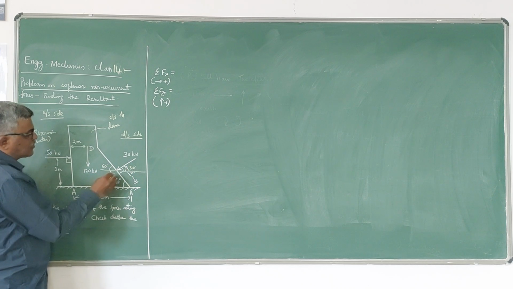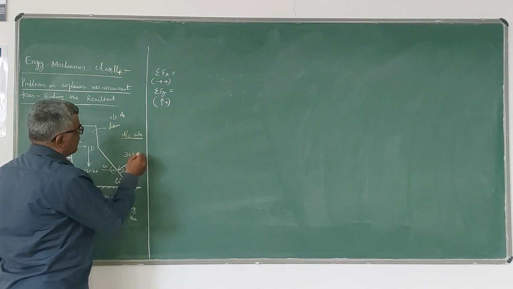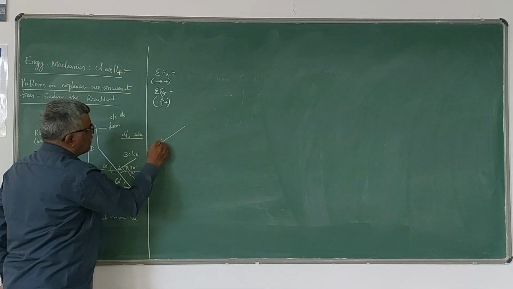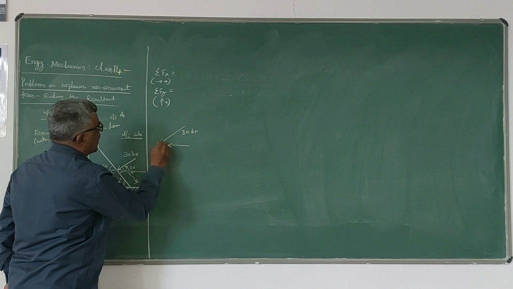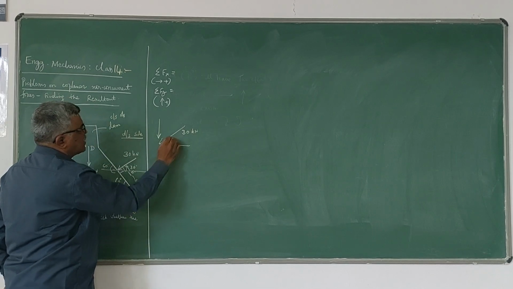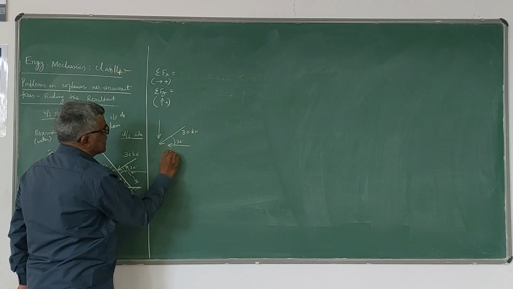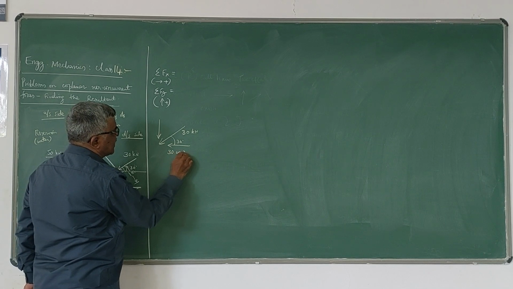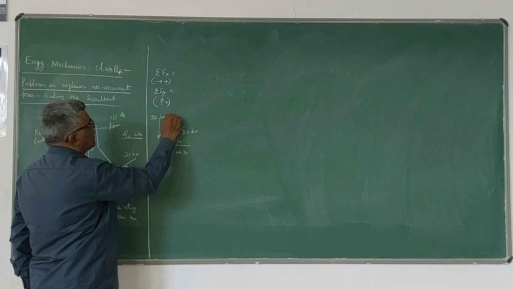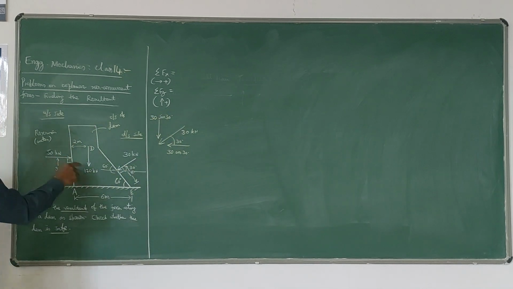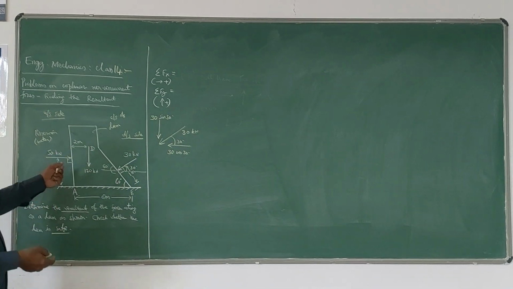That means if you resolve this force, 30 kN force into two components like this, so the horizontal component will be like this, vertical component will be like this. This angle is 30 degrees. This is 30 cos 30 degree. This will be 30 sin 30 degree. So all this you should do. And these two forces you need to resolve because one is horizontal and one is vertical.